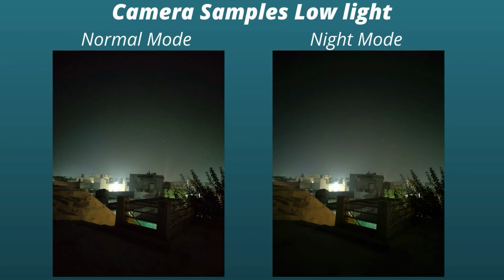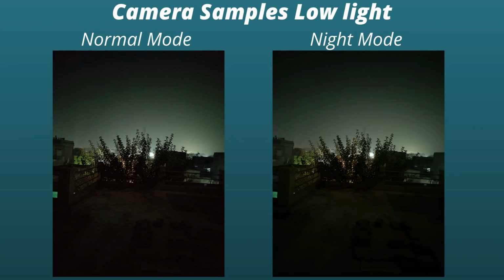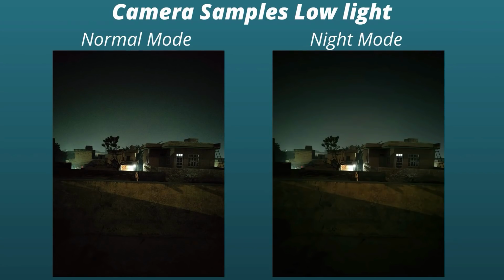And one of the worst parts of the OnePlus 9 camera after the update of OxygenOS 12 is related to photos clicked in low light conditions. Here we have a few samples in which the left hand side image is clicked in normal mode and towards the right hand side that image is clicked in night mode.